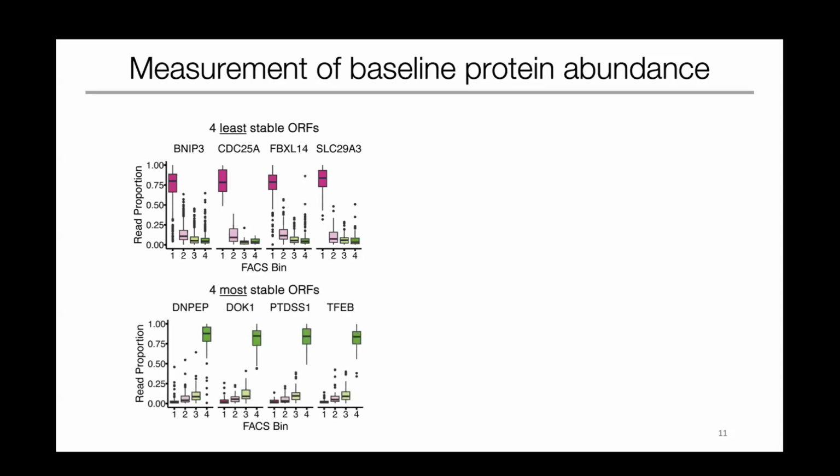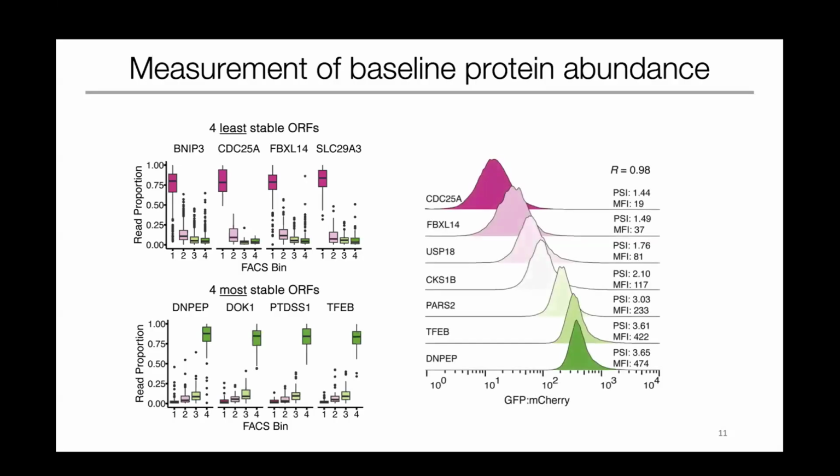And then at the other end, these are the 4 most stable ORFs from the screen. And so you can see each of these 4 ORFs have something like 80% of their reads falling in the 4th FACS bin. So these are the most stable, and it just shows that we're able to measure the baseline protein abundance, which indicates that we should be able to hopefully measure changes from the baseline.